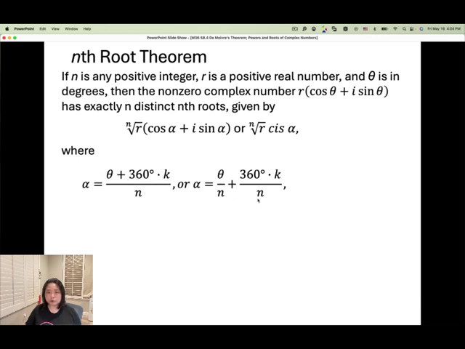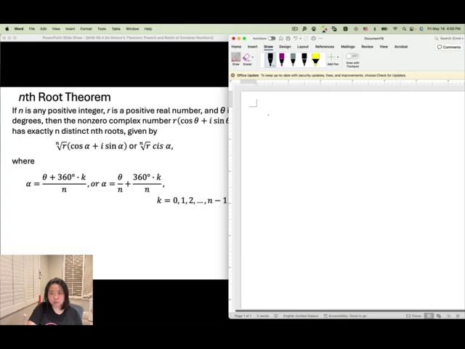Or you could separate it into two parts. And what is your k? K goes from 0, 1, 2, 3 until n minus 1. Let me explain this.